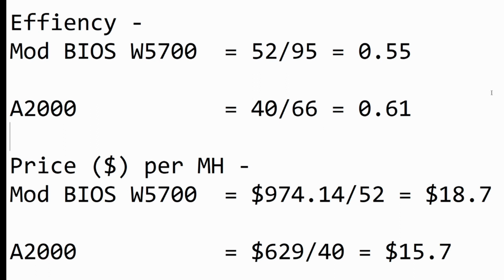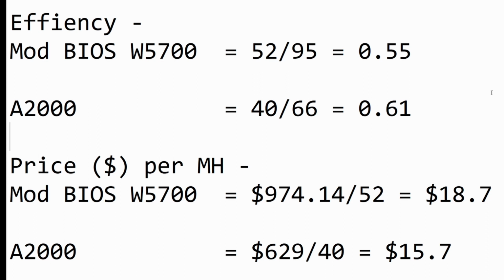So in terms of mega hash to watt, the efficiency on the W5700 is actually really quite good. Yes, the A2000 has a better efficiency, but it is a super efficient GPU in today's market. So the W5700 is comparing very, very favorably here.